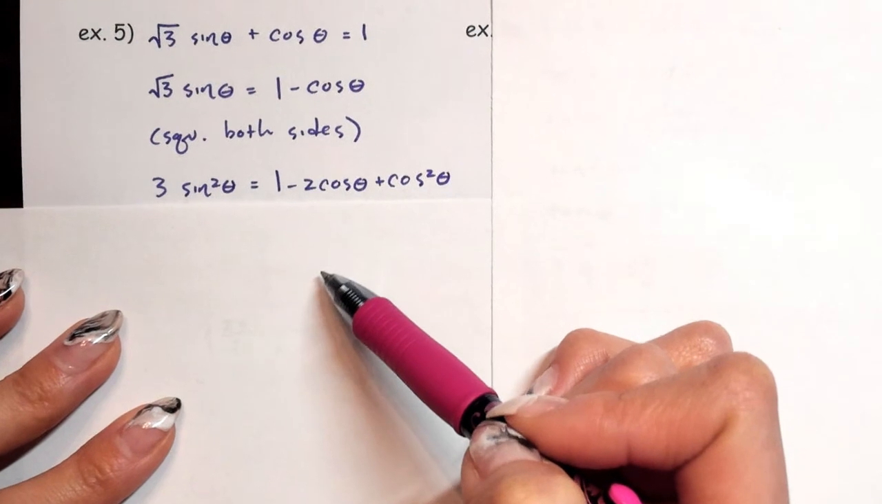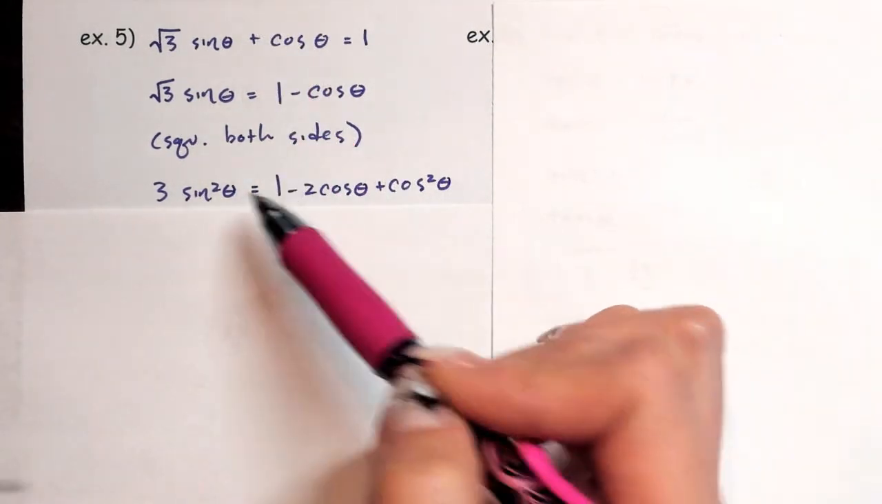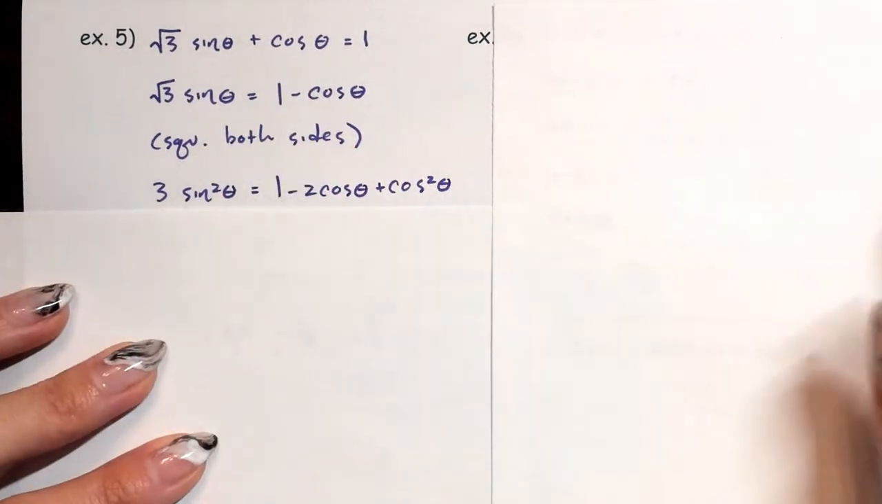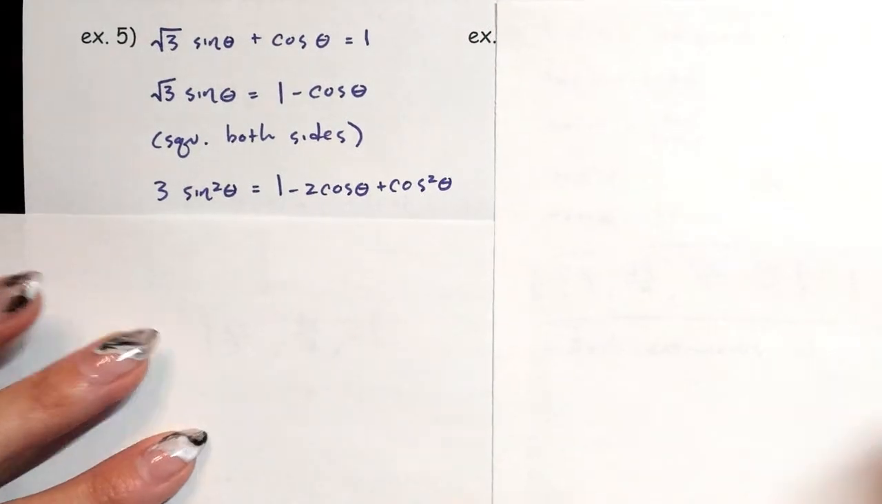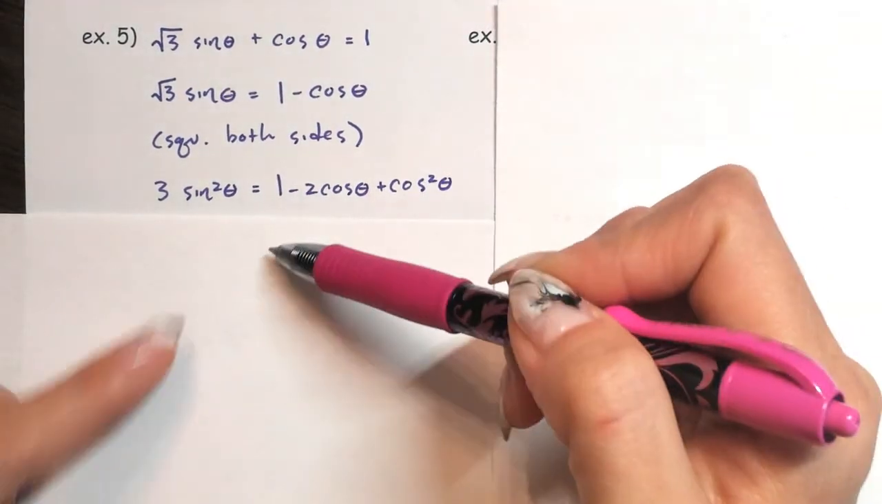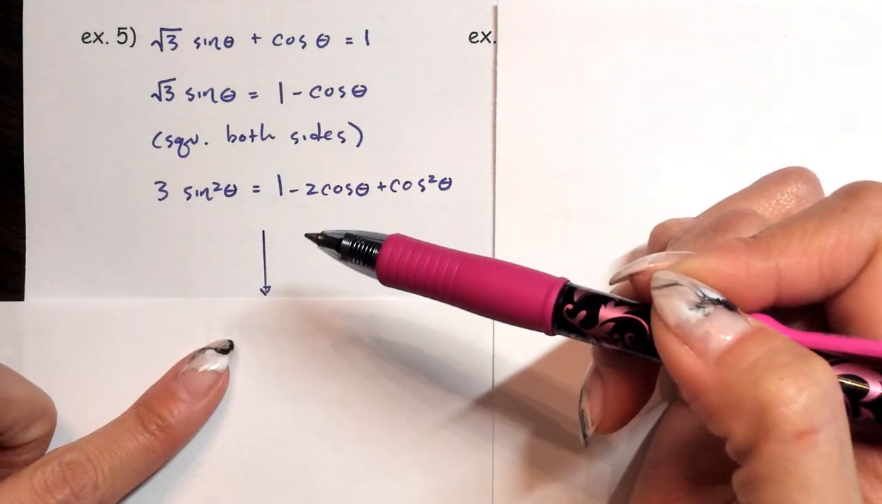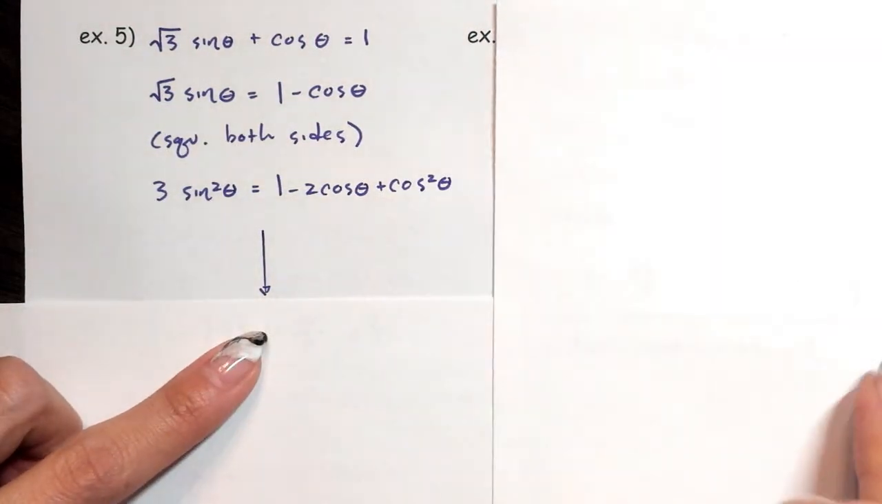Okay, so wait, Miss Tan, how did that help me? Oh, because now I have a sine squared. What can you change sine squared into? You can change it into cosine squared. I do not want to see this arrow. I draw an arrow, but I do not want to see an arrow on your paper.